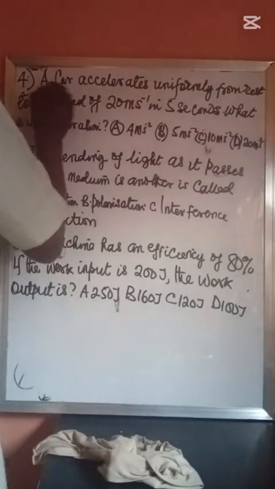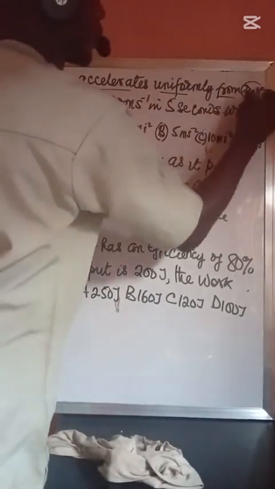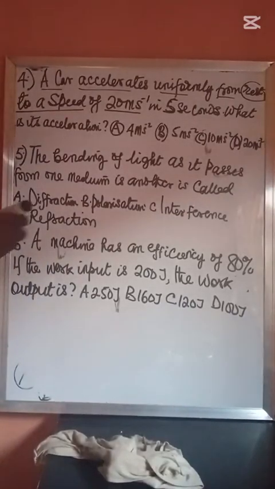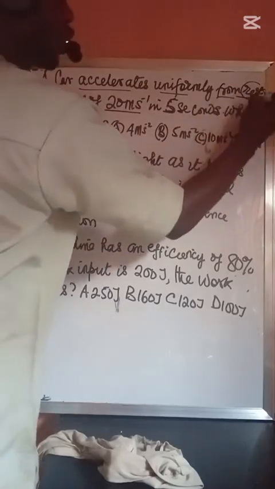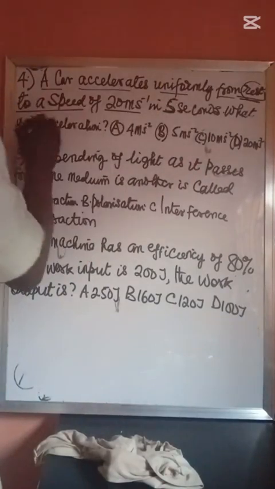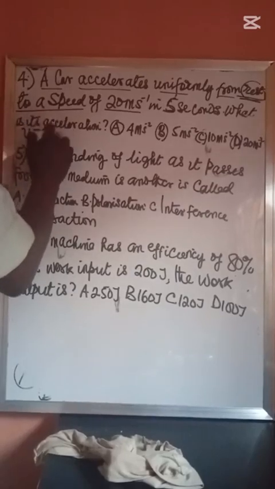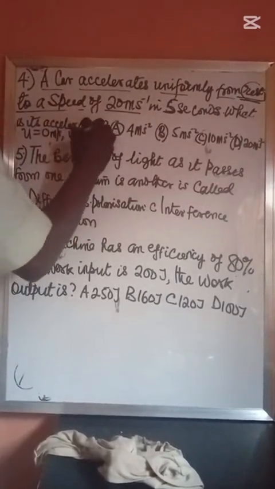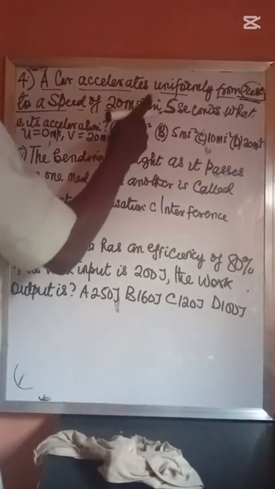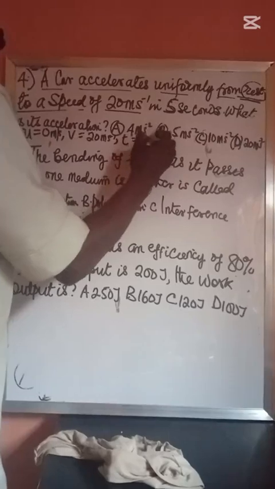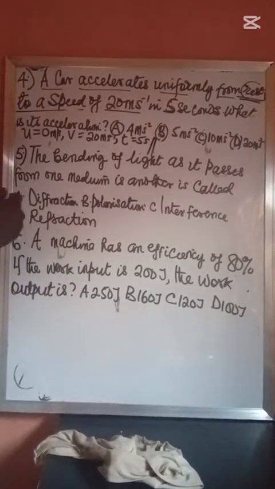Number 4 says, a car accelerates uniformly from rest to a speed of 20 meters per second in 5 seconds. What is its acceleration? Without being told, once we see that the car starts from rest, that means the initial velocity is 0. So our initial velocity u is equal to 0 meters per second. Now the final speed v is 20 meters per second in 5 seconds, so t is equal to 5 seconds. We are looking for acceleration.